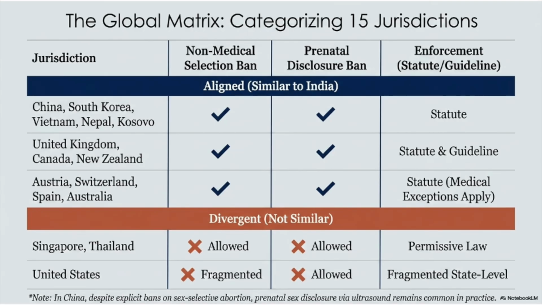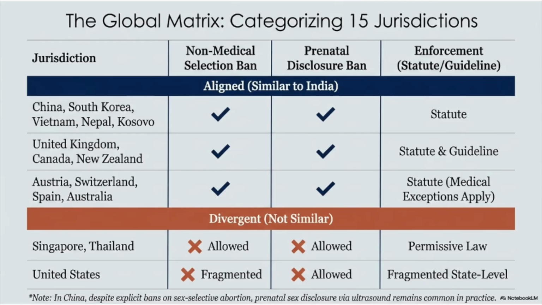Countries aligned with the India model, meaning they ban both non-medical selection and prenatal disclosure through statute, include China, South Korea, Vietnam, Nepal, and Kosovo. The United Kingdom, Canada, and New Zealand also align, enforcing this through both statute and guideline. Austria, Switzerland, Spain, and Australia align as well, though with statutory medical exceptions.